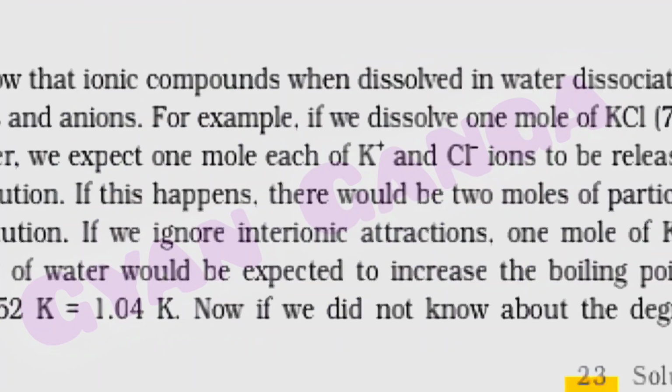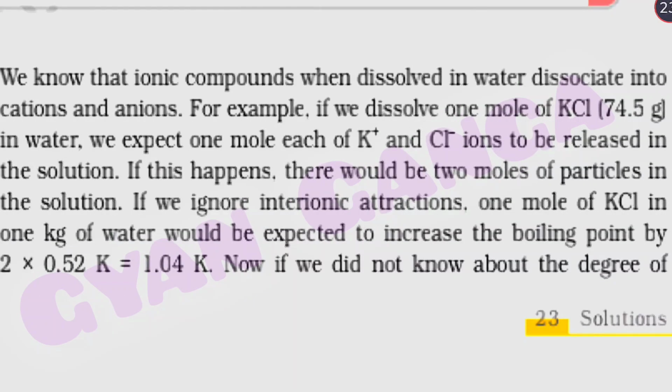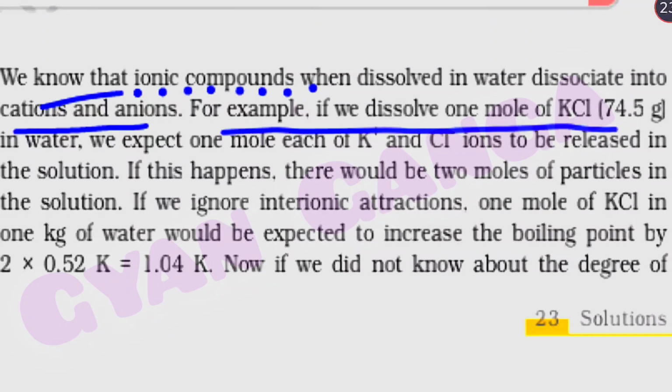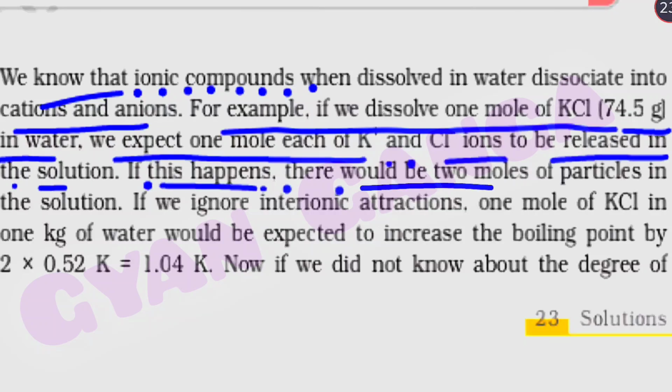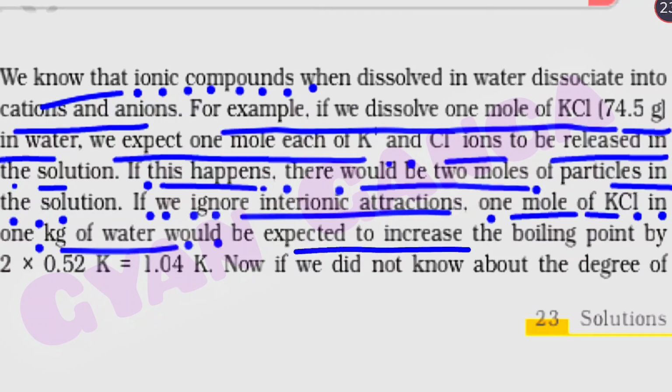Abnormal molar mass. We know that ionic compounds, when dissolved in water, dissociate into cations and anions. For example, if we dissolve 1 mole of KCl, 74.5 grams, in water, we expect 1 mole each of K+ and Cl- ions to be released in the solution. If this happened, there would be 2 moles of particles in the solution. If we ignore intermolecular attraction, 1 mole of KCl in 1 kg of water would be expected to increase the boiling point by 2 × 0.52 K = 1.04 K.